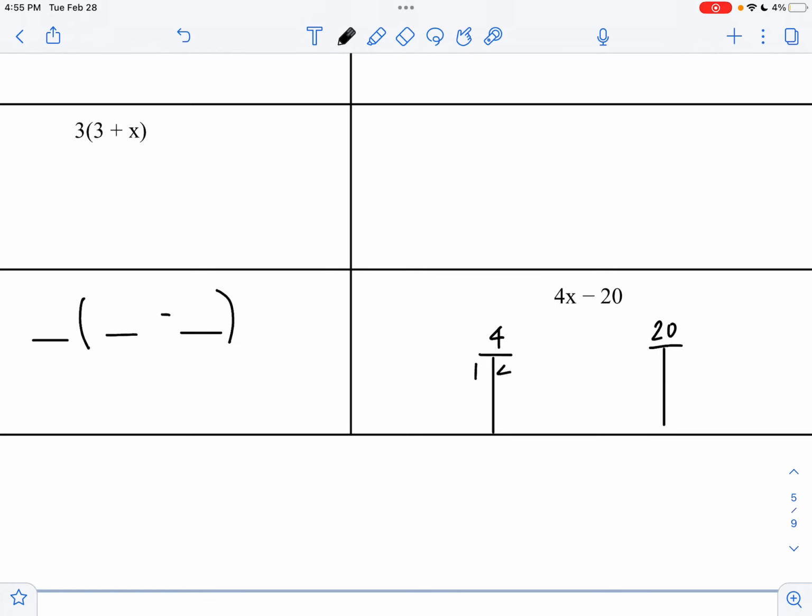I know that 1 times 4 is 4, and 2 times 2 is 4. I'm also going to write out all the factors of 20. 1 times 20, 2 times 10, and 4 times 5. Notice that the greatest factor that appears on both lists is 4, and so 4 lives outside the parentheses.